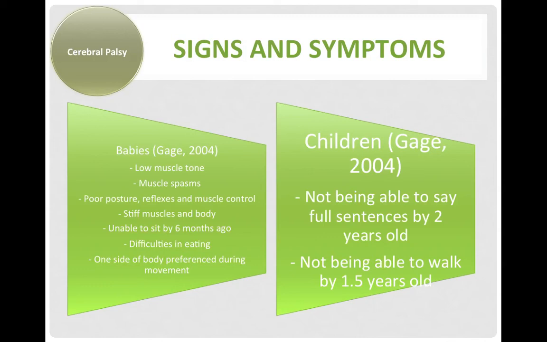Signs and symptoms. In babies, signs and symptoms can include low muscle tone, muscle spasms, poor posture, reflexes and muscle control, feelings of stiffness, not being able to sit by 6 months of age, difficulties in eating, and one side of the body preference during movement. Symptoms in children can include not being able to say full sentences by 2 years old and not being able to walk by 1.5 years old.